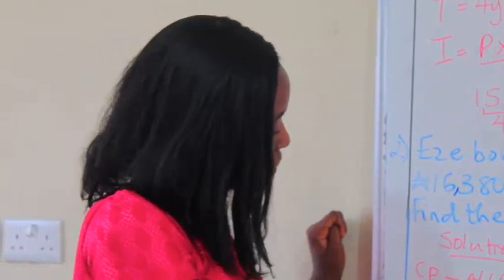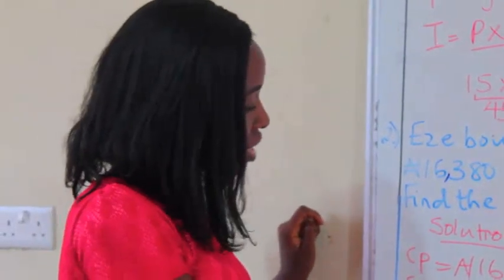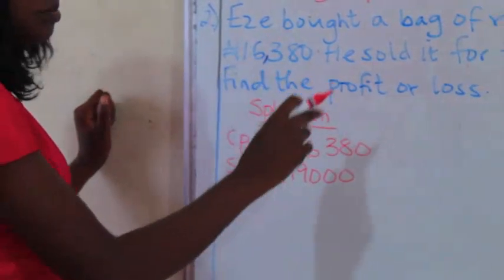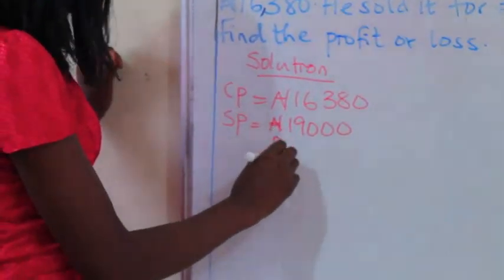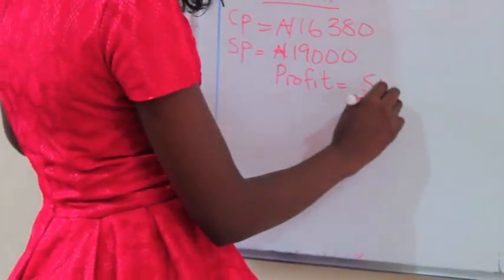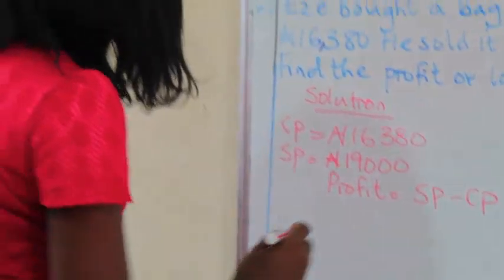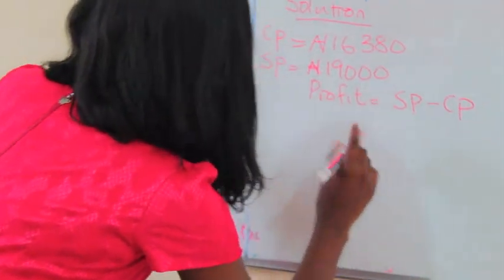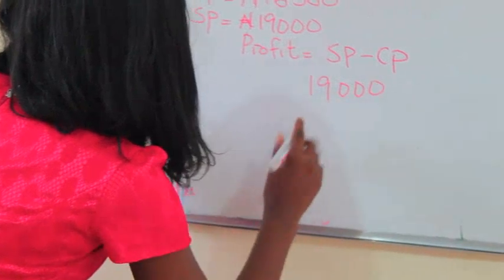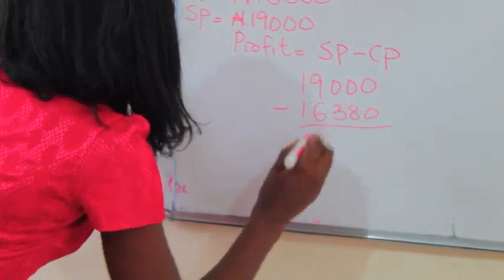If you look carefully, our cost price is 16,380 naira and the selling price is 19,000 naira. From what we have here, we know that it's not a loss, but a profit. So our profit is equal to selling price minus the cost price. So we're subtracting 19,000 naira minus 16,380.